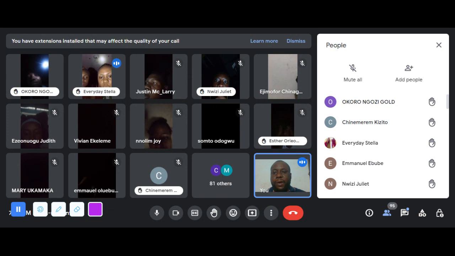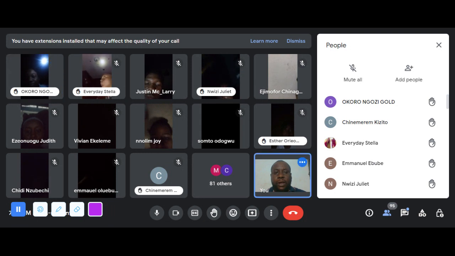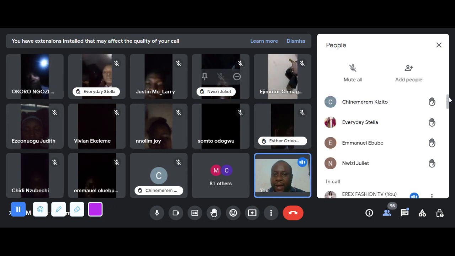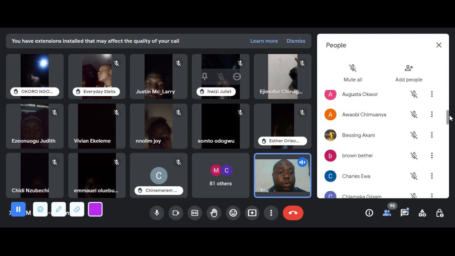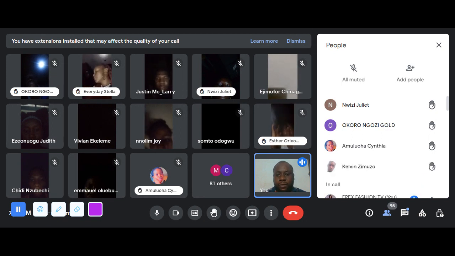You can mute yourself now. Please mute yourself. Okay, sir. Who raised their hand if you have a question? I will call you. Please raise your hand. I can't see. I'm seeing those who are raising their hands here. Raise your hand the normal way. Amolonha, Cynthia, your hand is raised. Please, you can speak now.